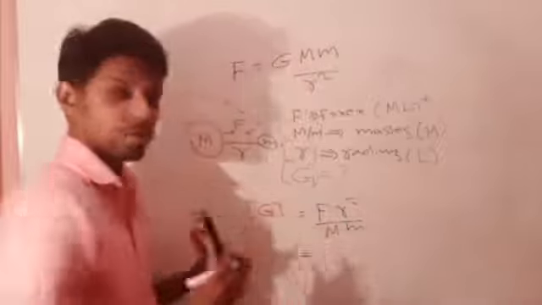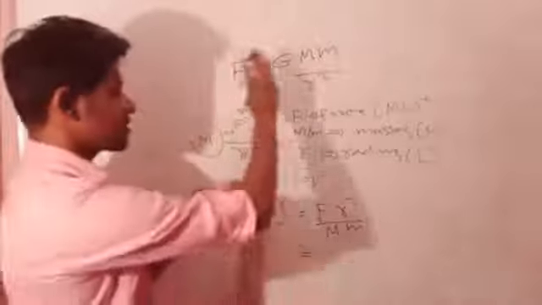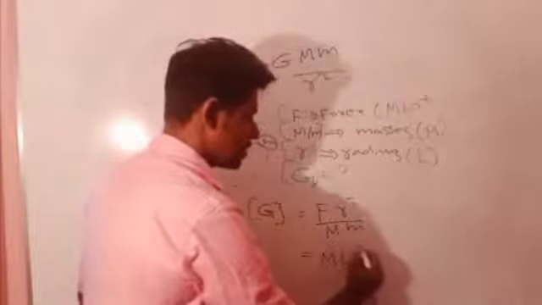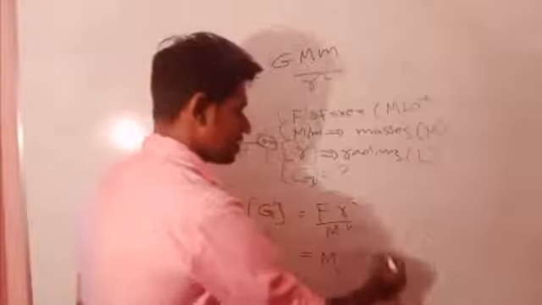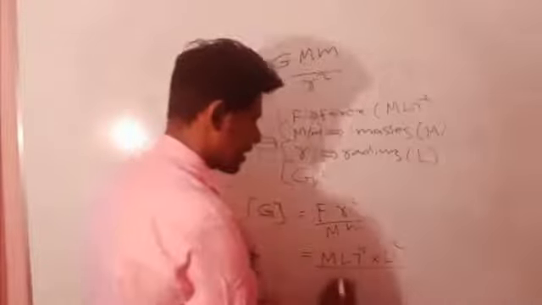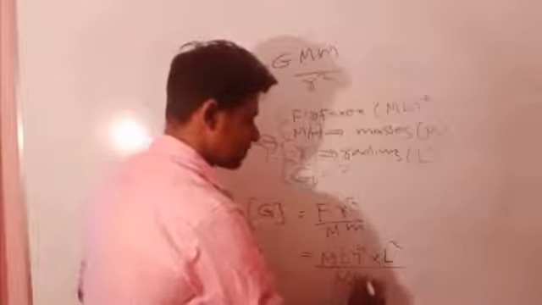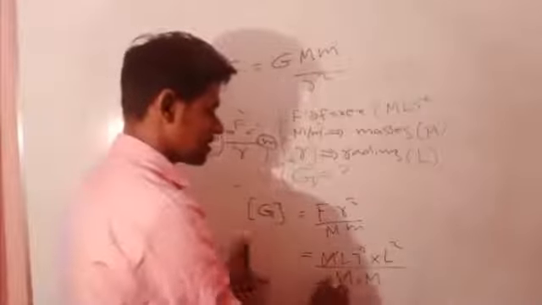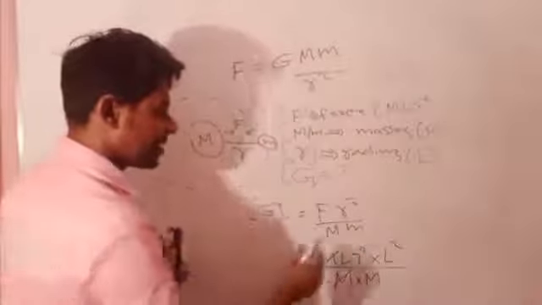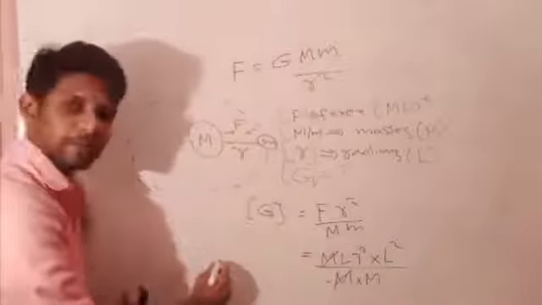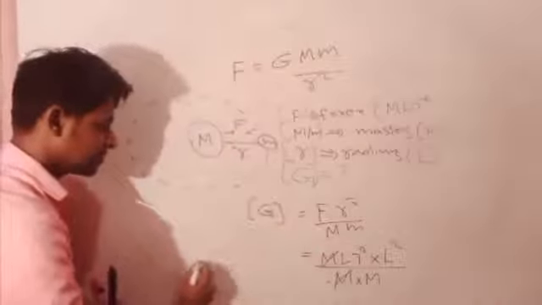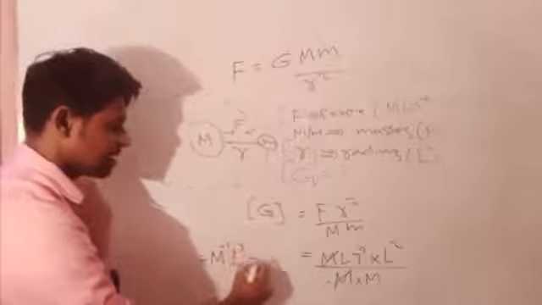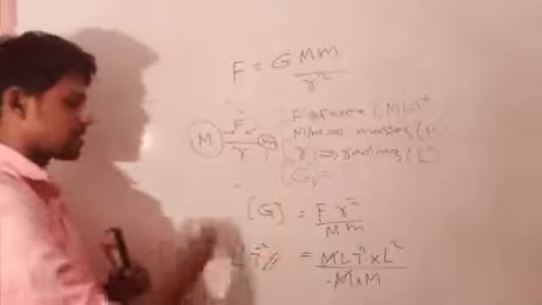So now I'm just going to substitute the values and find out the answer. Substituting the value for force, MLT^-2, and R again, L to the power 2, and divide this by M by M. I'll write it like that rather than writing M squared. You can find it very simply by cutting it off, and the final answer is going to be, I'm writing it here, M^-1 L^3 T^-2. So this is how we can find it.